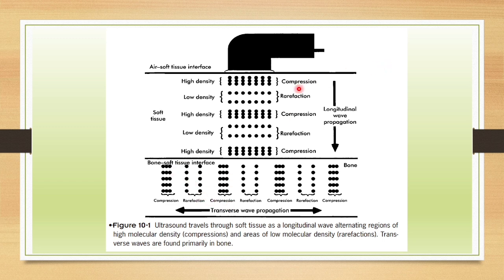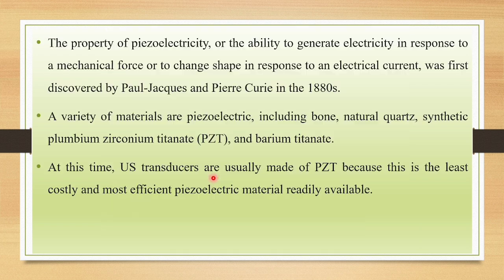So all the properties will be the same, like your method of production will be the same, like your compression and rarefaction will be occurring in both your soft tissues and your bone tissues.